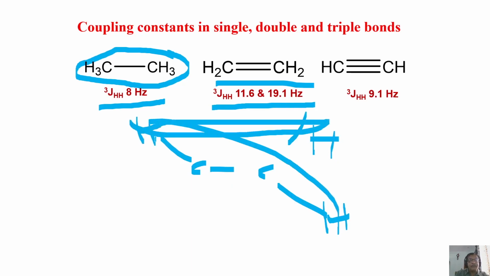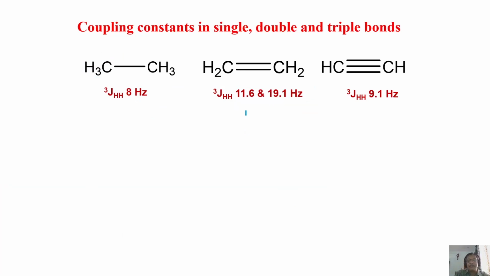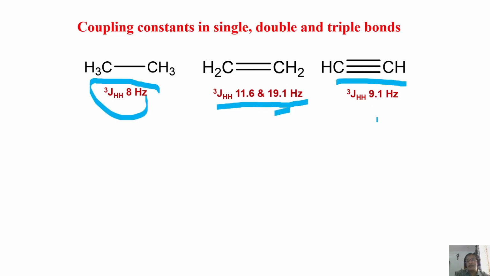Both are vicinal coupling. Trans coupling in NMR is always larger than cis coupling. Remember this point. In ethylenic molecules like this, the trans couplings are always larger than cis coupling. So there are two types of couplings here. One is 19, the other is 11. Compared to this, the double bond coupling is larger. Coming to the triple bond, it is a special case where we get 3J coupling as 9.1 hertz.